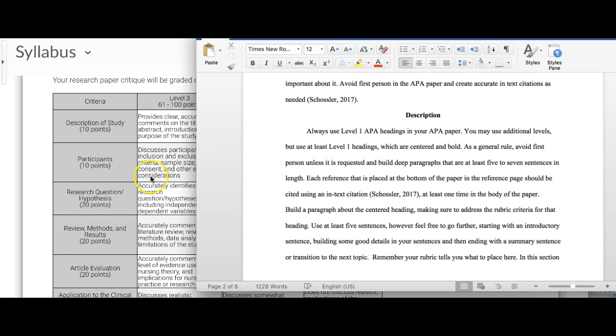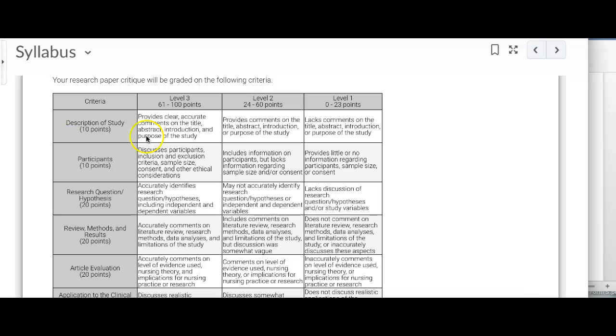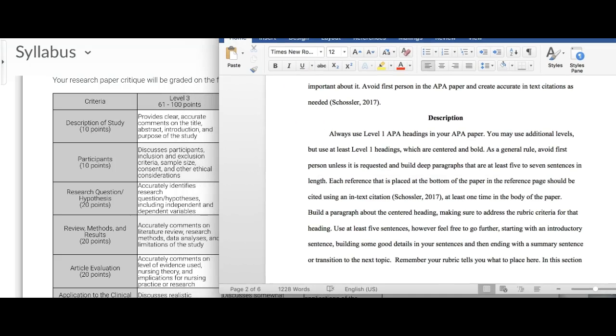Now, what you'll see next are each one of these rubric criteria as an APA heading. Description of the study: I made that a centered bolded heading and told you underneath it what should go in that section. Remember, to get full credit for each one of these sections, you have to address what's under level 3 of the rubric criterion. So, for example, in the description of the study, you're going to provide a clear, accurate comment on the title, the abstract, the introduction, and the purpose of the study.